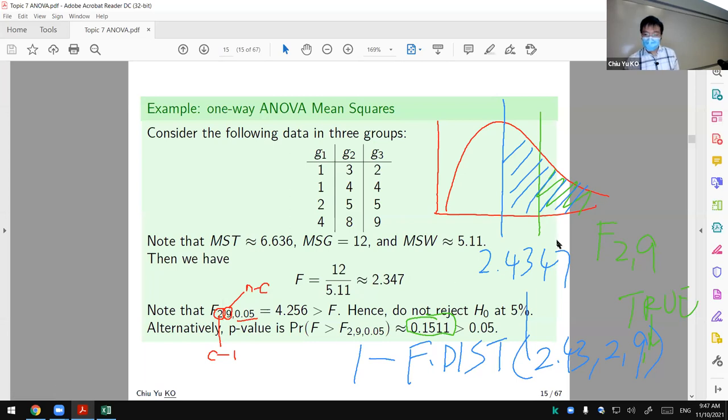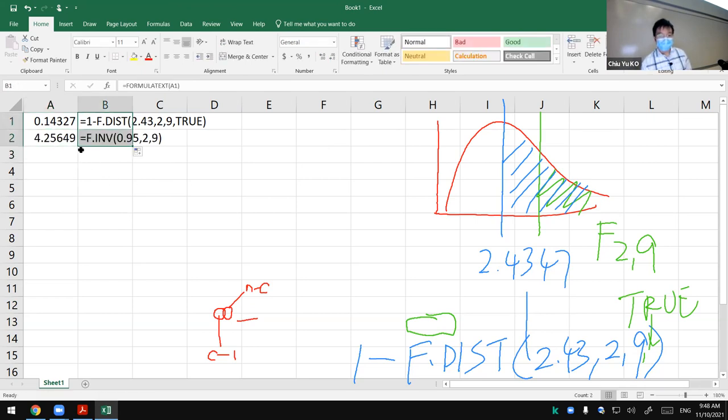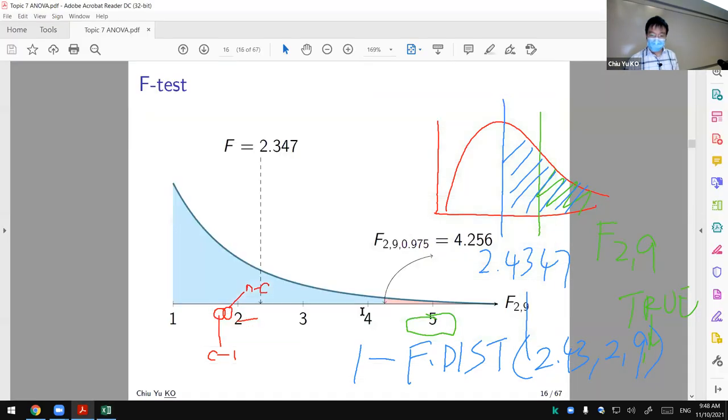Of course, you can calculate the critical value, which is 9.05 for F inverse. You want 5% on the end, so it's 0.95, with 2 and 9. So this is the critical value. We only have one critical value because we want the variation between the groups to be small, so it's one-sided. The green one is way bigger than the critical value, so you can't reject. Is that okay for this one? That's the idea of the graph.